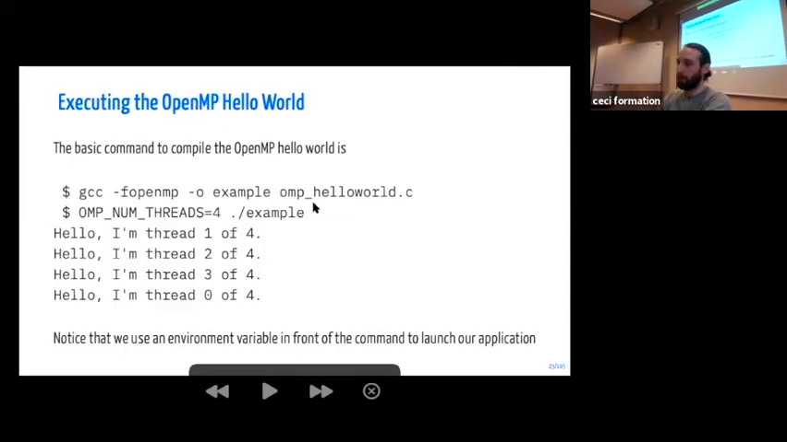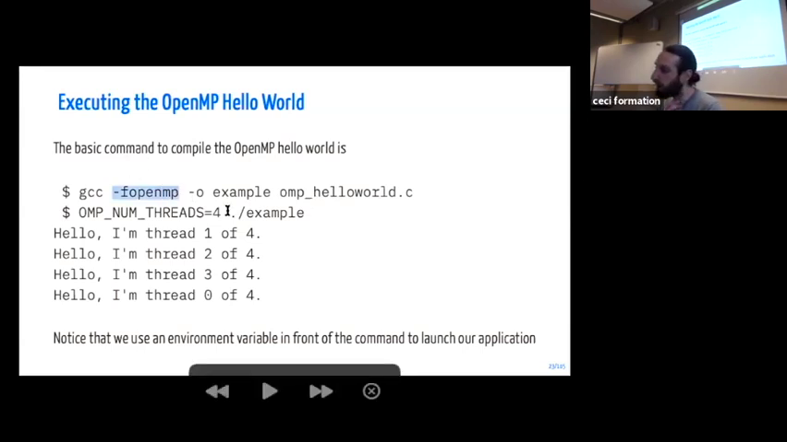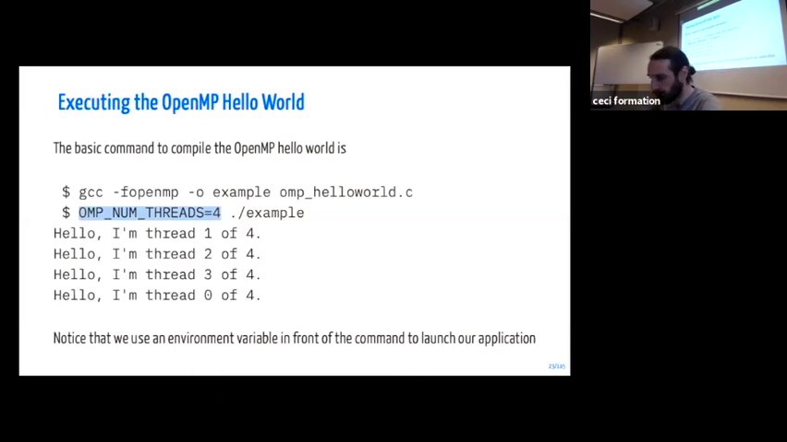And when you compile this program, for example with GCC, you go gcc and you enable OpenMP with -fopenmp, and the output name of this application will be example, and then we compile the OpenMP hello world. Then we run it, and before running it, we need to tell the runtime environment that we want to run on 4 threads. This is done by passing an environment variable, so OMP_NUM_THREADS=4 in this example.